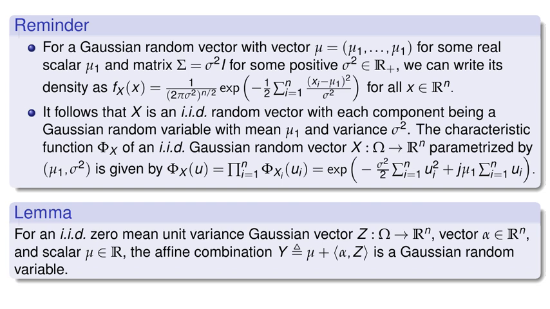Let's consider a useful lemma. Suppose we have an IID standard Gaussian vector Z mapping omega to R^n, meaning zero mean, unit variance components. Let alpha be a vector in R^n and mu be a scalar. Then the affine combination Y defined as mu plus the inner product of alpha and Z is itself a Gaussian random variable.